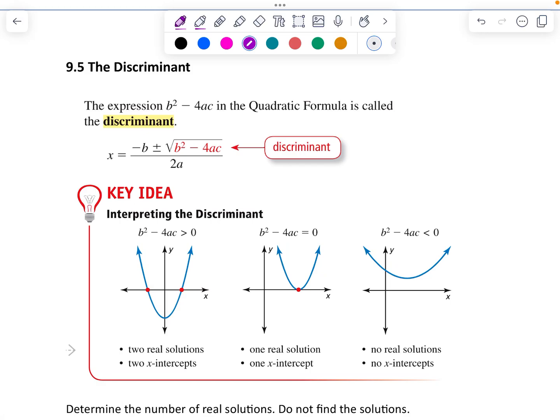All right, here we are, 9.5, day 2, and today we're going to talk about the discriminant.